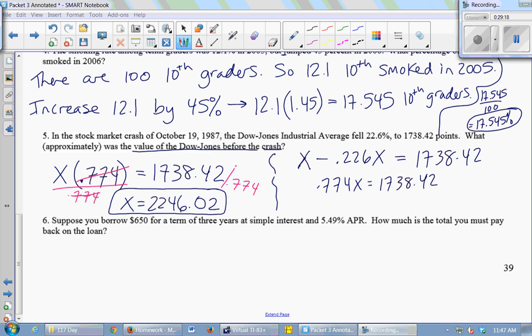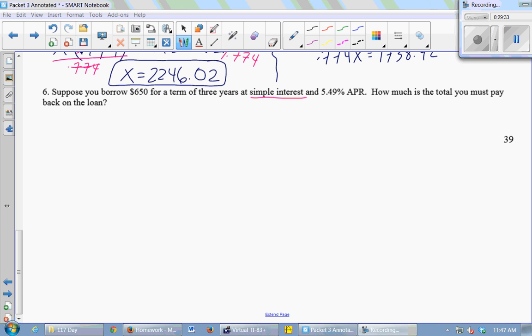Okay, let's look at the simple interest problem. You are borrowing $650 for 3 years. Simple interest, so we automatically know what formula to use, right? At 5.49% APR. So I'm just going to write down my simple interest formula. Future value is equal to present value times 1 plus RT. R is your interest rate written as a decimal. T is time.